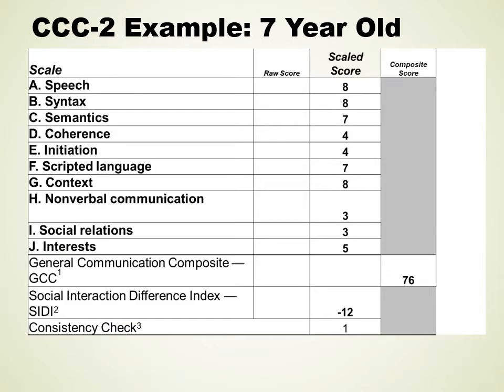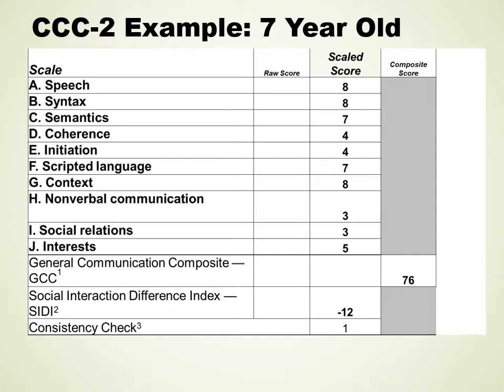Here are the results from parents who completed the CCC-2 on their 7-year-old. After the parent completes the rating scale, the clinician enters all of the ratings into an Excel file that is included with the CCC-2 scoring tool. And then the scoring tool provides this table as its output. Let's look at some of the scores more closely here.